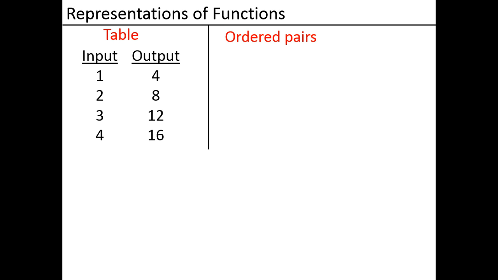Let's try representing the function using ordered pairs. Now we know that ordered pairs are pairs of numbers which are connected in some way. So, for example, an input of 1 and an output of 4 can be represented as the ordered pair (1, 4). And the input of 2 and output of 8 can be represented as (2, 8). So what we have is a set of 4 ordered pairs which describe the input and the corresponding output for each of our 4 input-output pairs.